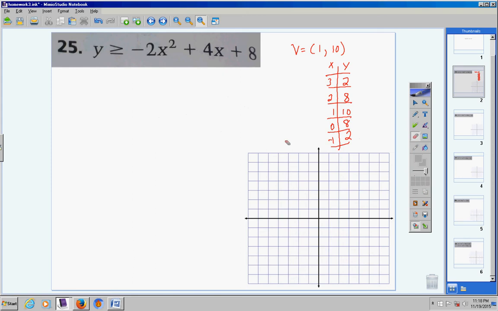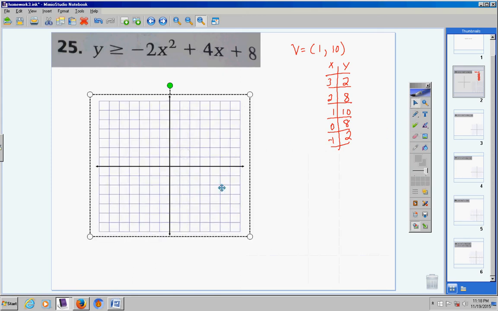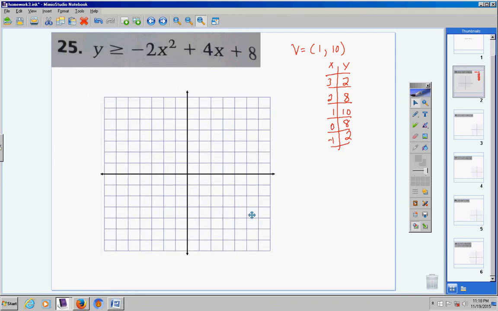Now, as we go to graph our parabola, check to see if it's dotted or solid. It'll be solid because of this equal sign here. Okay. So I have 3, 2: over 3 and up 2, and then 2, 8. So over 2 and up 8, and then 1 and way up to 10. So 0, 8, and then negative 1, 2. So there it is, guys. A perfect parabola, just like we thought it would be.